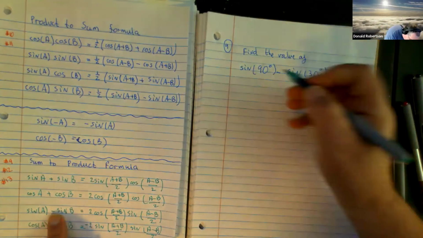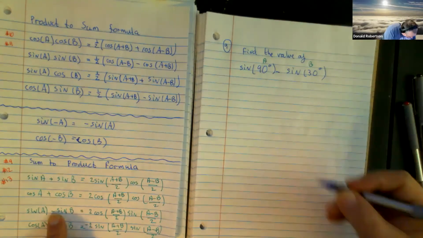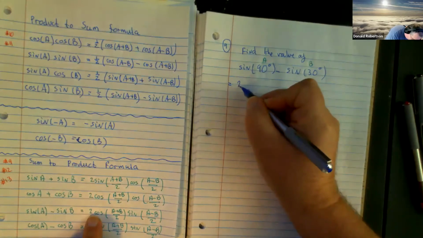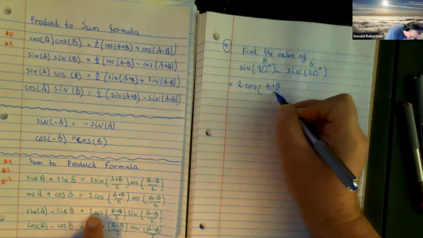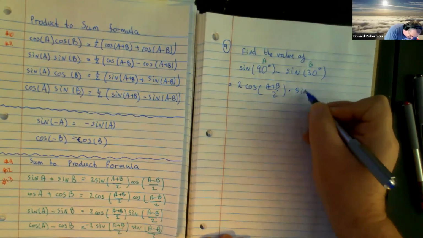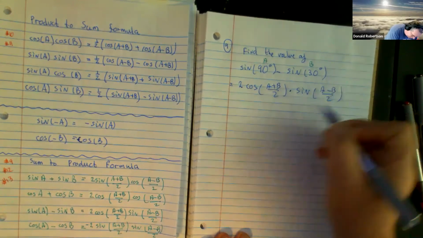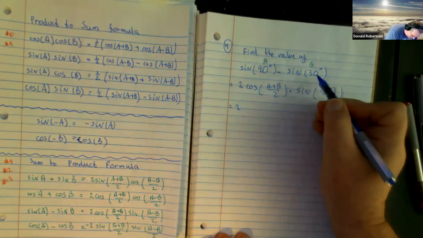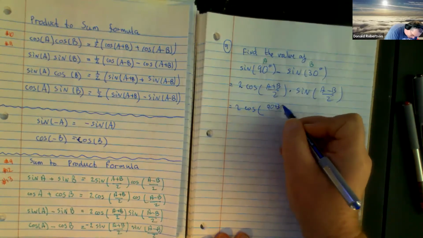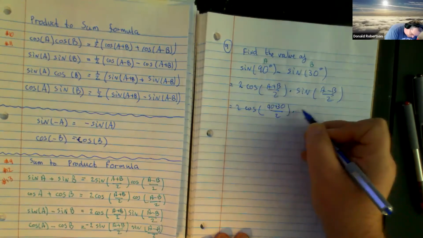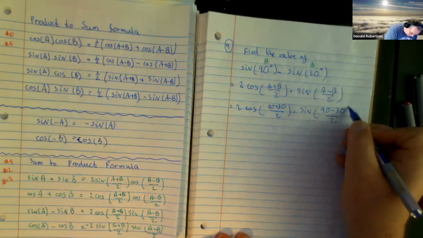So this is like my A, right? And this is like my B. So I'm going to take these 2 and rewrite it as 2 times the cosine of A plus B over 2 times the sine of A minus B over 2. And A is 90 and B is 30. So let's see what we get. 2 times the cosine of 90 plus 30 over 2 times the sine of 90 take away 30 over 2.